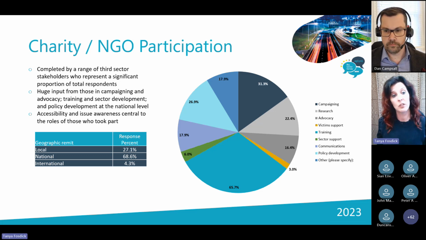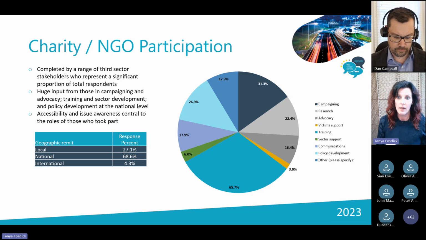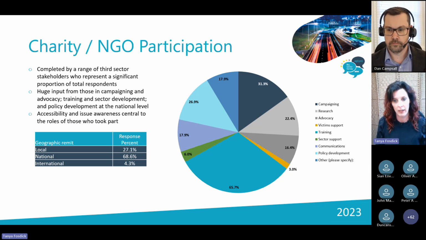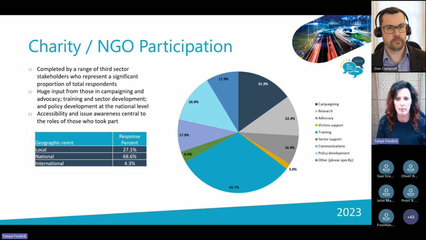And really what we wanted to understand from the charity sector is how they're involved in safe system development, and also the key strengths and challenges that they see. As you will see in here, we've got quite a few who are directly involved in campaigning and advocacy, and policy development, but also very much in the training sphere. And most of these charities are national charities as well. So it was really positive that we got so many charities involved, and that those particular ones really promoted the survey heavily to their membership.